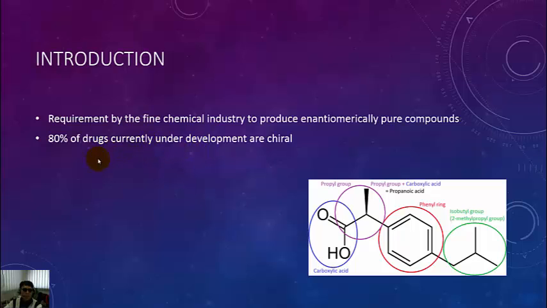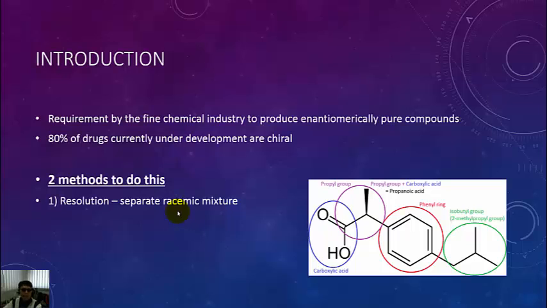Enantiomerically pure compounds can be produced by one of two methods. The first method is by a process referred to as resolution. This is a process by which the two enantiomers of a racemic mixture are separated. The second method is by asymmetric synthesis.